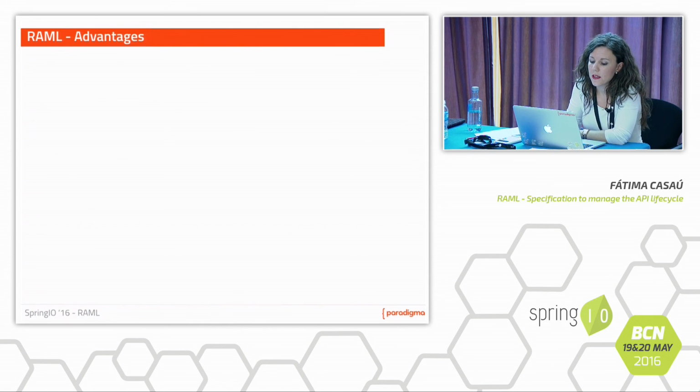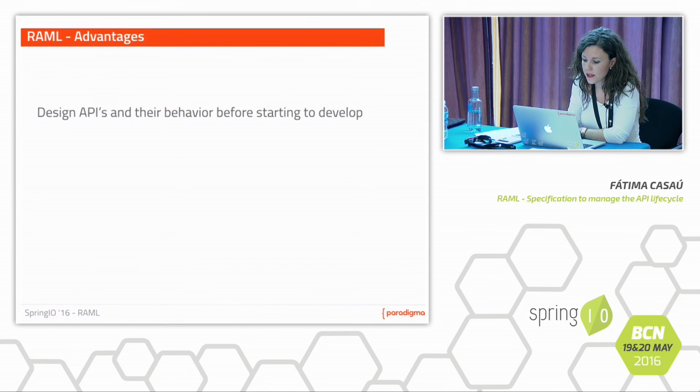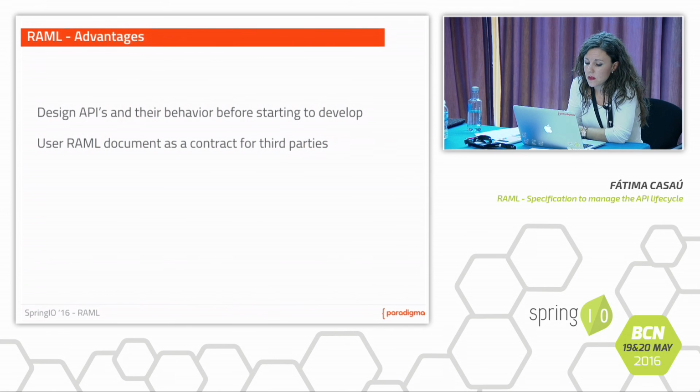Okay, some of the main advantages. So in both cases, we can design our APIs and their behavior before starting to develop and use the RAML document generated as a contract for third parties. Unlike Swagger, for example, we can document the API before the code and anticipate to deliver this information to third parties or, for example, to the front-end developers.